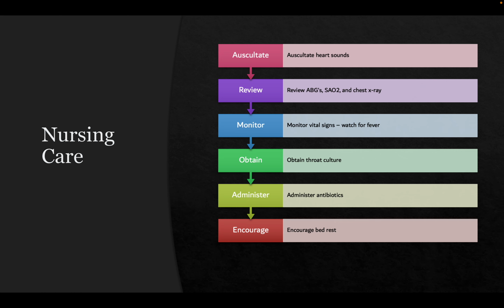You want to be able to obtain throat cultures so the client can be treated with antibiotic therapy. We want to administer those antibiotics as prescribed. You want to also administer any pain medicine, encourage a lot of bed rest, and provide emotional support to the client's family and encourage any type of verbalization of feelings.